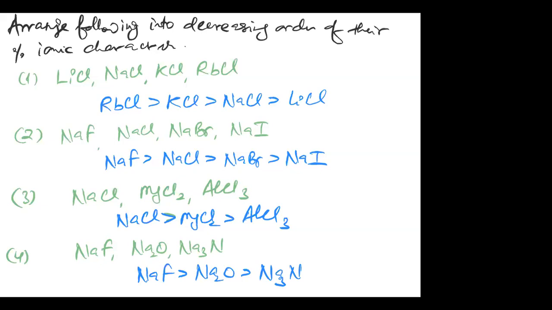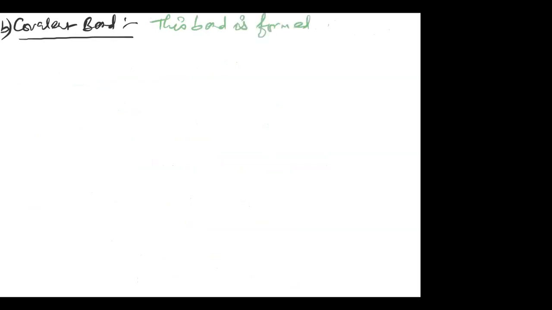Okay, now let's move further. As far as covalent bond is concerned, according to Lewis octet theory, a covalent bond is formed due to sharing of electrons.